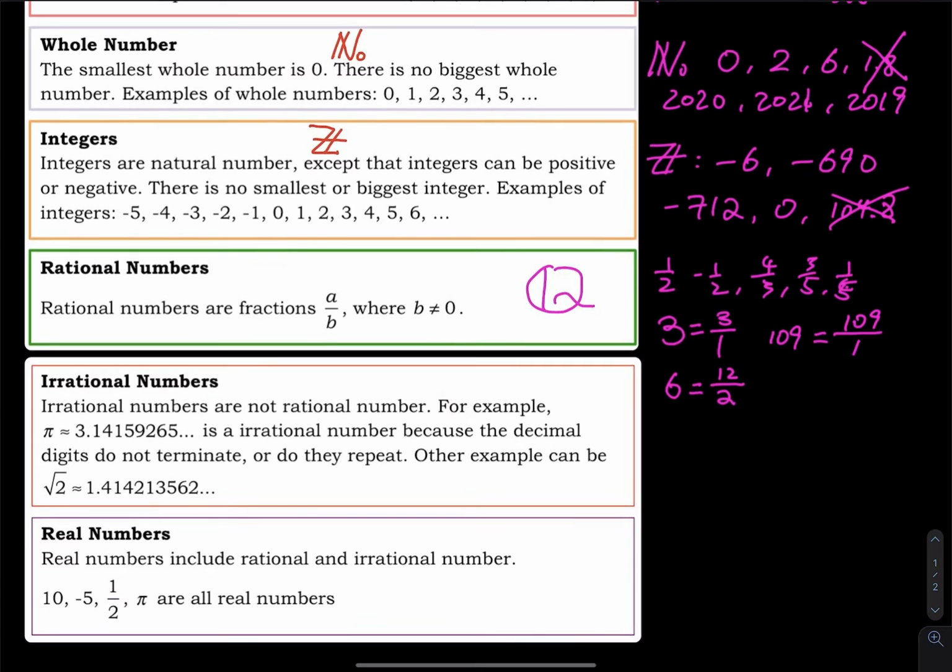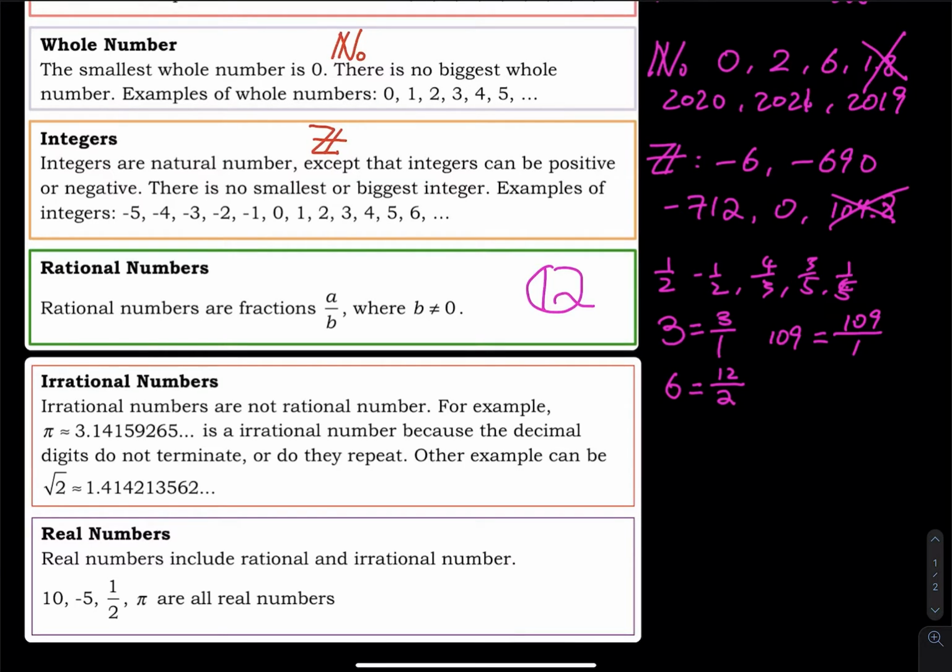And then we have irrational numbers. They are not rational. So for example, pi, 3.14159, whatever, is an irrational number because the decimal digits do not terminate and they do not repeat. Other examples can be the square root of 2. If you don't know what square root is, that's fine. We are going to discuss that in another lesson. The square root of 2 is approximately equal to that. Those digits on the right hand side of the decimal point do not repeat and do not terminate. So we call these irrational numbers.